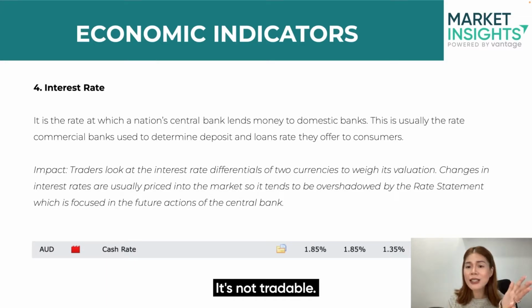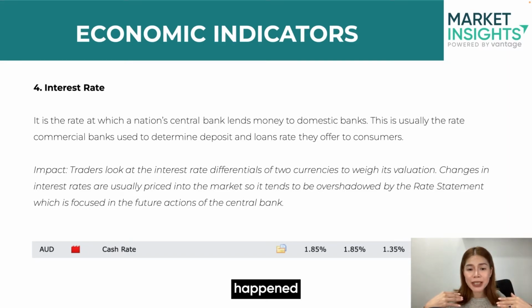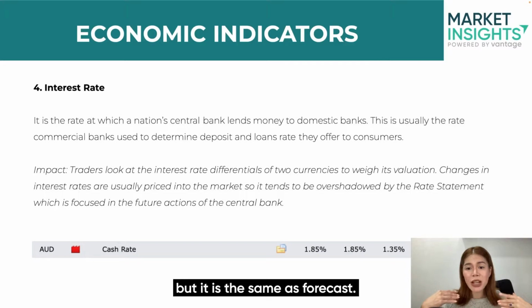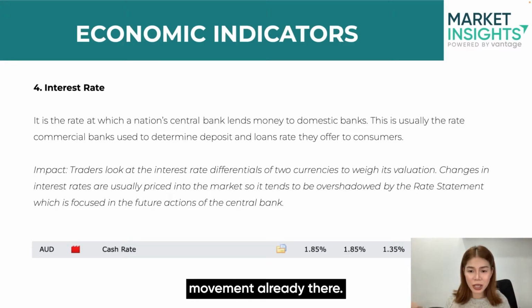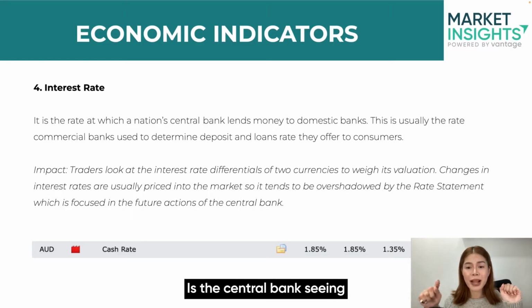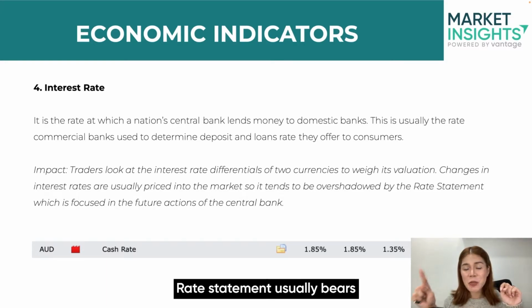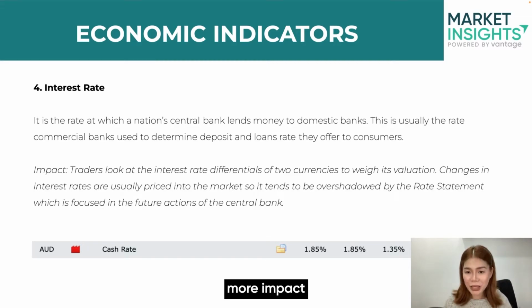The past is not tradable anymore. It's done. The present could be traded if there is a change on the interest rate. Given that there's no change on the interest rate, or there is a change on the interest rate but it is the same as forecast, then there's no movement already there. The movement would be coming from the future of the currency, or what the central bank is seeing on the future. That's why the rate statement usually bears more impact upon its release, of course.